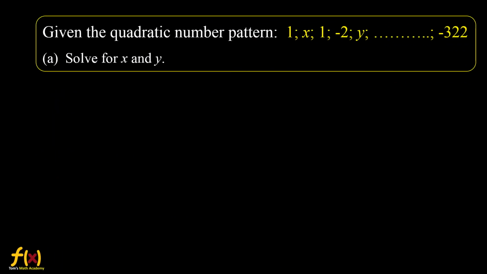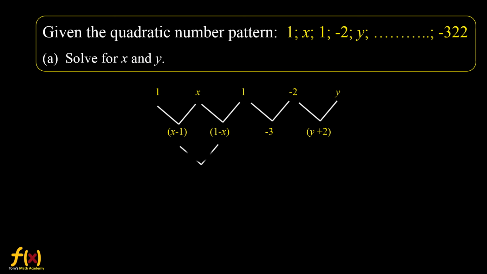Another good question from quadratic number patterns. 1, x, 1 minus 2y, etc., up to minus 322. Solve for x and y. So we will calculate the first difference and then we calculate the second difference. We have the first difference now. We have no idea about x and y. Then we go for the second difference.